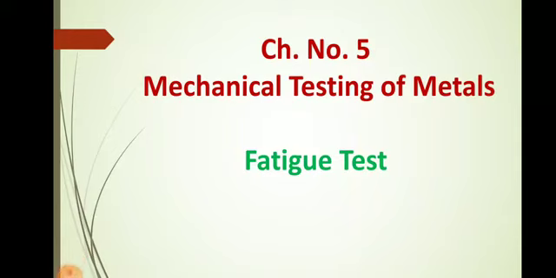Up till now in this chapter we have seen the tensile testing, then we have seen the impact test. Under that we have seen two types of impact test, Charpy and Izod impact test. Then we have seen the hardness testing. Under that we have seen three types of hardness testing, that is Brinell hardness testing, Rockwell hardness testing and Vickers hardness testing.